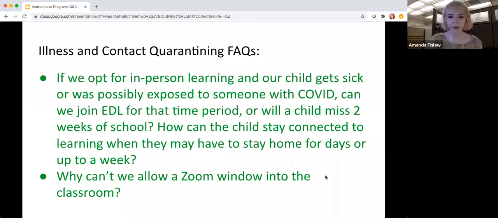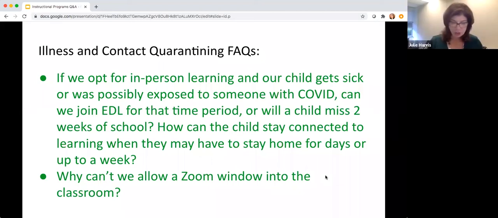Why can't we allow a Zoom window into the classroom? Well, we really want to ensure that all students receive direct instruction and support, and the teacher would not be able to effectively check in with students on Zoom and their classroom at the same time. And so the students on Zoom would not be able to clearly see all of the things happening in the classroom throughout the day.